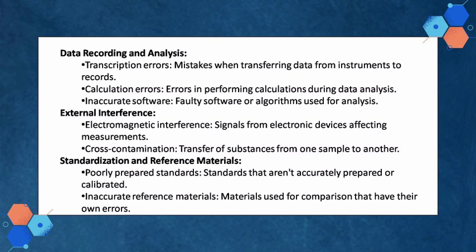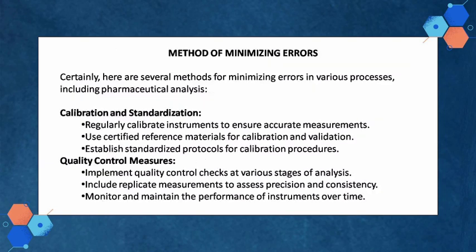Inaccurate reference materials, materials used for comparison that have their own errors. Next is method of minimizing errors. Certainly, here are several methods for minimizing errors in various processes, including pharmaceutical analysis.